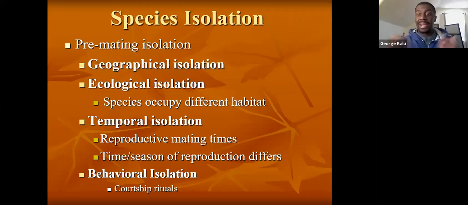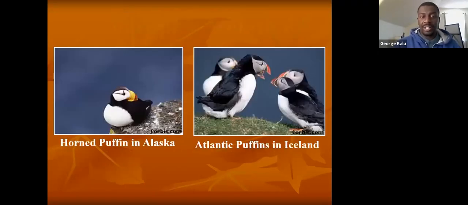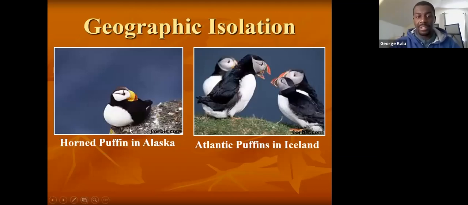So the mating times differ, or they mate and reproduce at different times of the year or different times of the season. Or they can have behavioral isolation, which means their behavioral patterns are so different that they don't recognize each other as similar species. We'll go through a few of them. The first one is geographic isolation. An example of this was the horned puffin in Alaska and in Iceland.